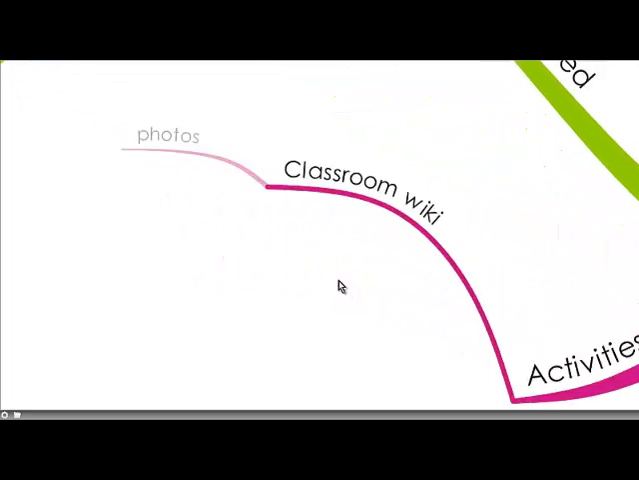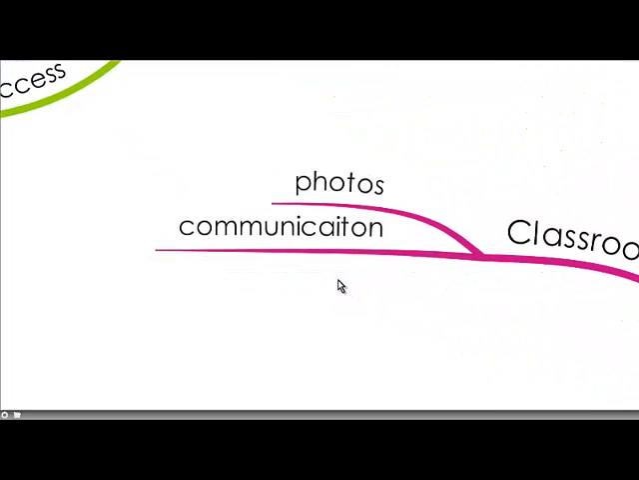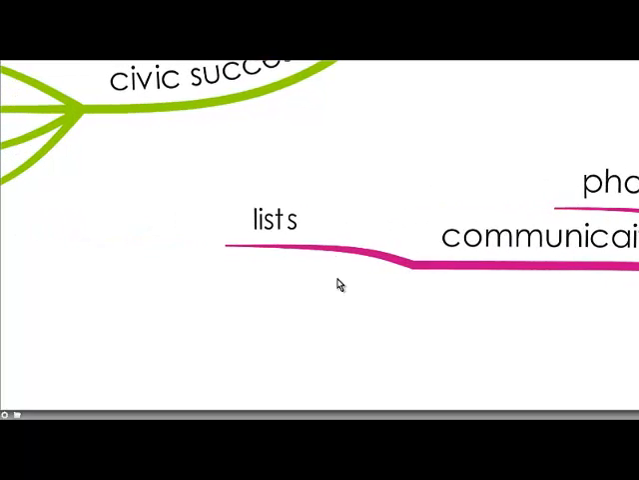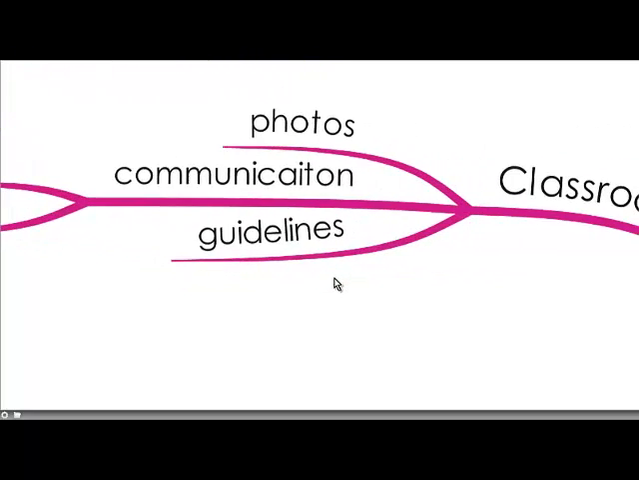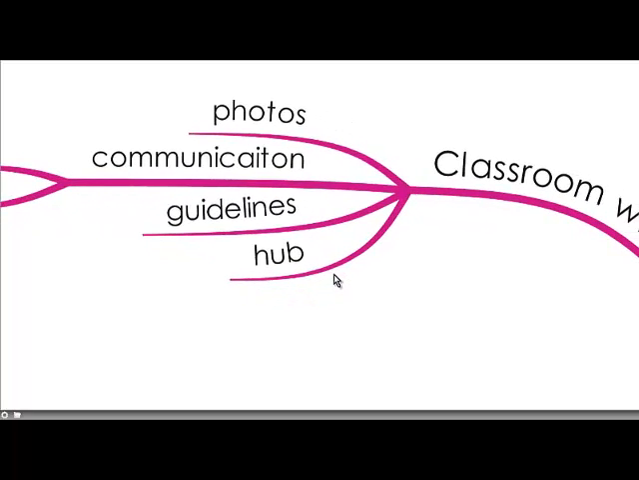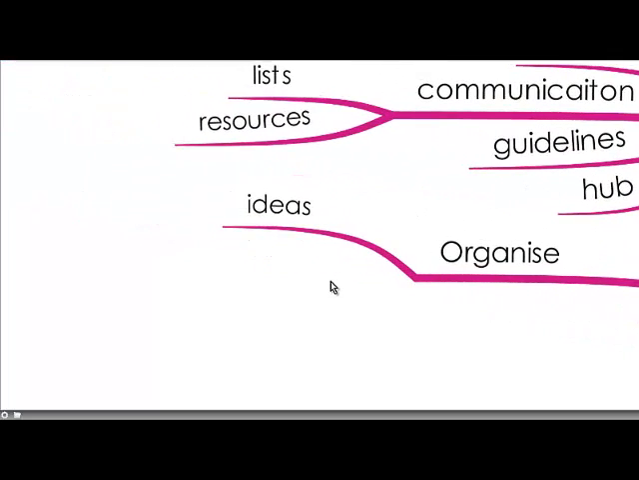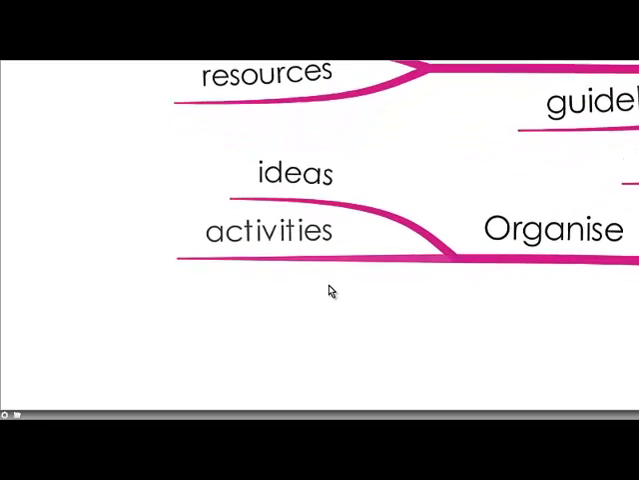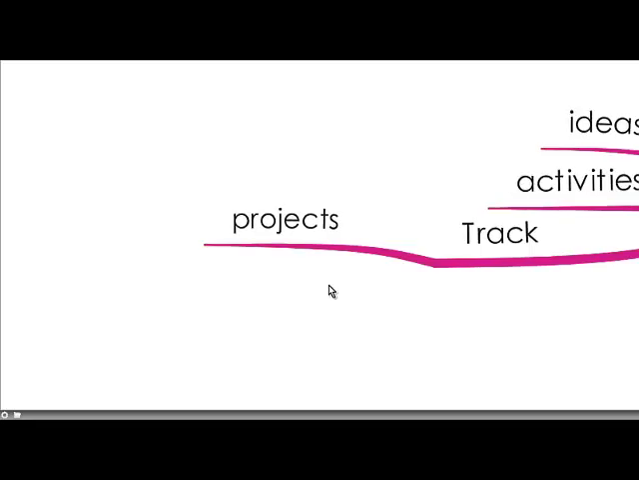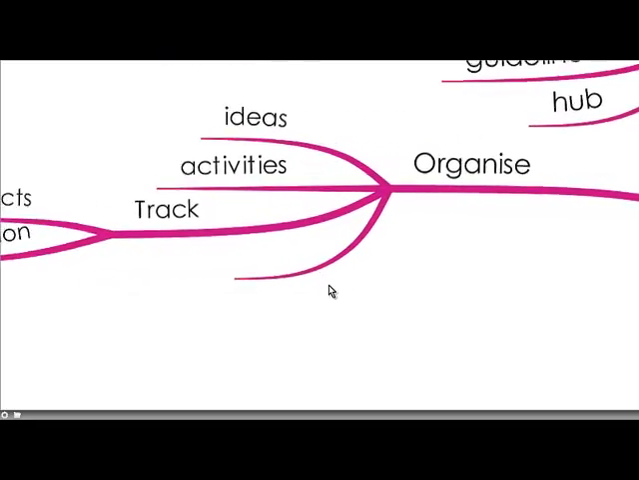So what are some activities? We could have a classroom wiki, which is basically a photo compilation. It could be a communication tool to design lists and share resources. I would imagine you'd need to establish guidelines, and it would be great if the classroom themselves could come up with guidelines of what are the rights and responsibilities of belonging to a wiki space, and really a hub for the classroom. It really supports group authoring, so I think the biggest thing as opposed to email is it helps organise ideas and activities and keep track of projects and individual participation.